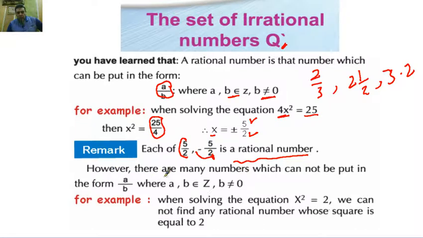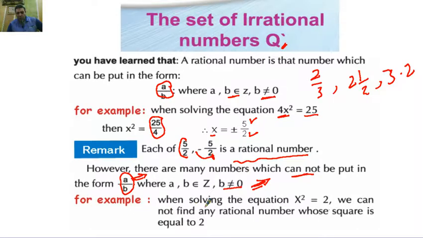However, there are many numbers which can't be put in the form a over b, where a and b belong to Z and b is not equal to 0. These numbers are called irrational numbers.